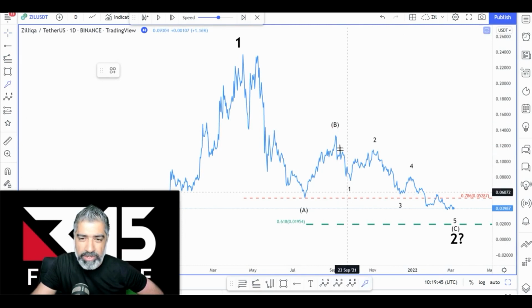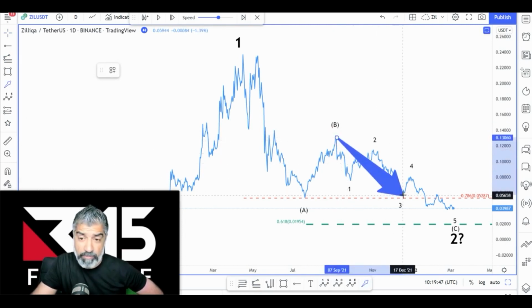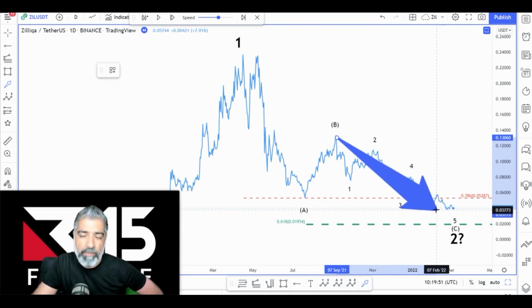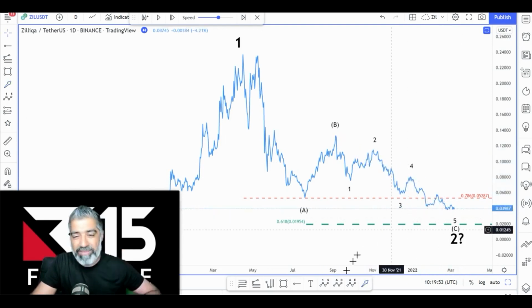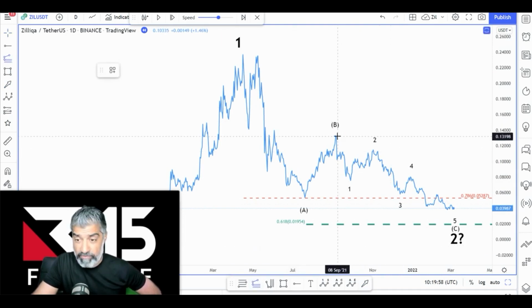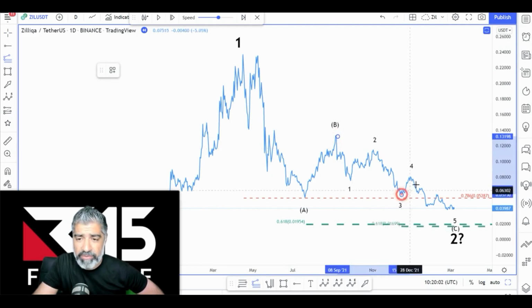I'll show you this like this. We're going to measure this movement here and project it from here. And there are particular ratios where, more often than not, wave 5s tend to end. And if it clusters with the other degrees of lines that we already have, that is very significant for us. Very significant for Zilliqa.